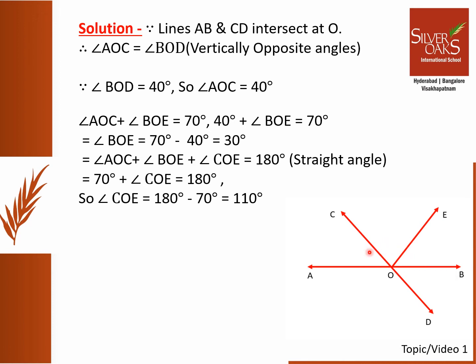Next, you have to find out angle COE. The sum of this angle plus this angle plus this angle is 180 degrees, either a linear pair or a straight angle. That's what I wrote here.